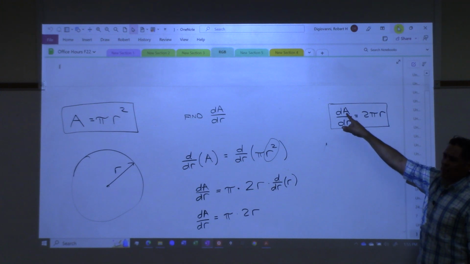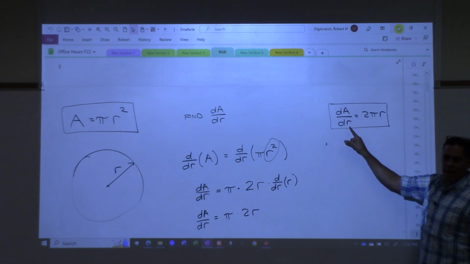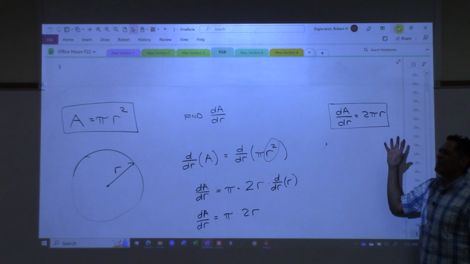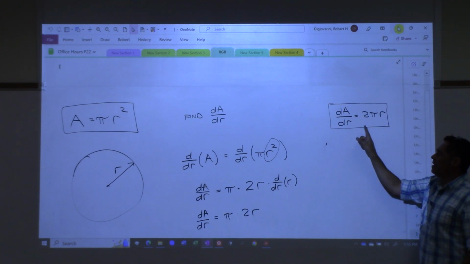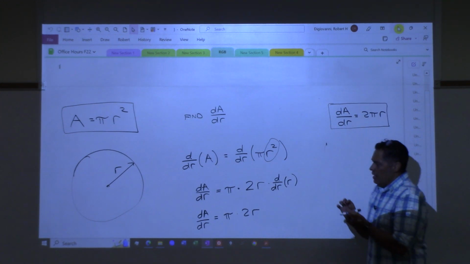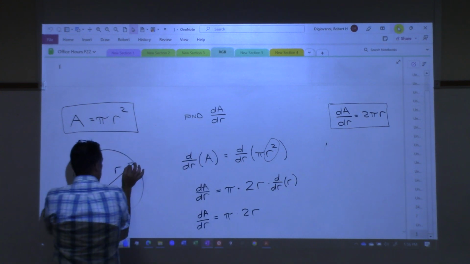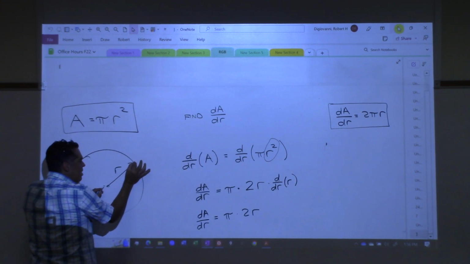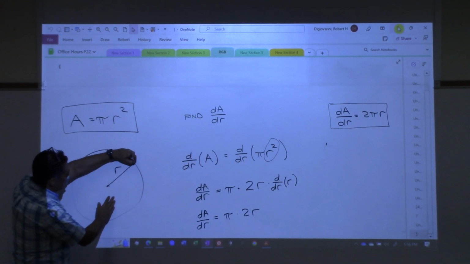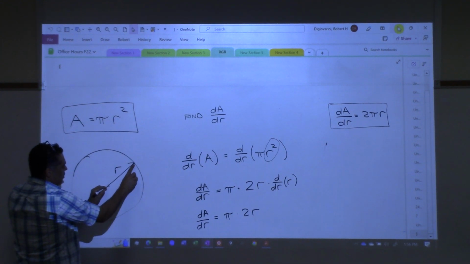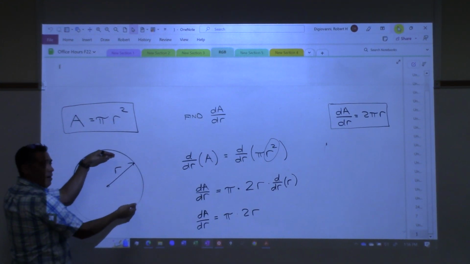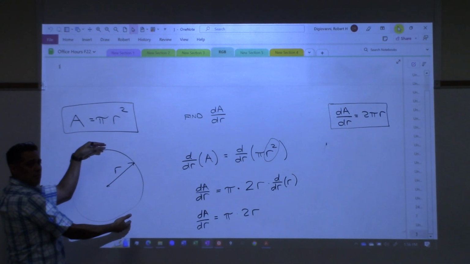The rate at which the area changes with respect to r. What does this mean? This right here means that if I were to nudge r just a little bit, let's say this is the r. If I were to change the r and make the r grow just a little bit, do you agree the area would change a little bit? Yes?